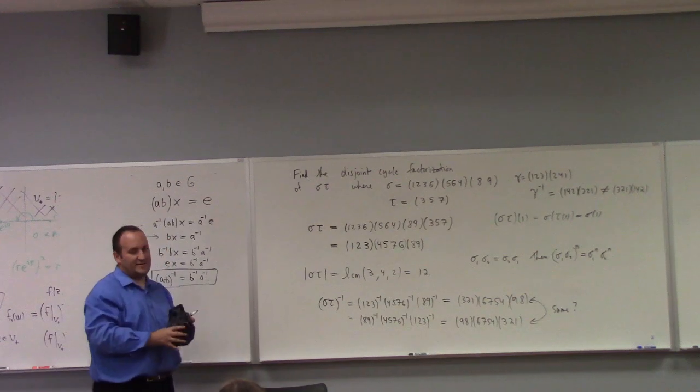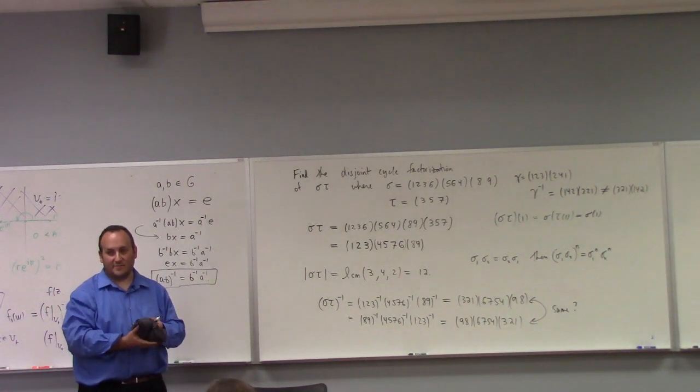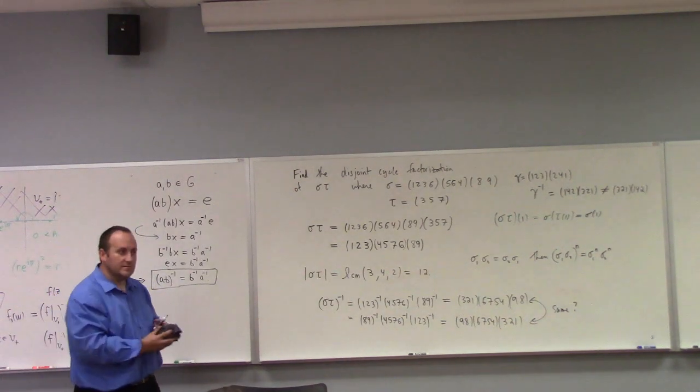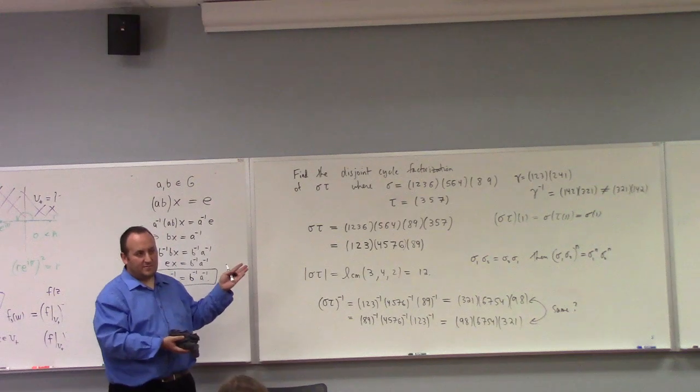That definitely sounds like a test question, for example. Given that A and B commute, prove that A inverse and B inverse commute. Could you prove that? Any questions about this? Do you need me to do more cycle stuff?